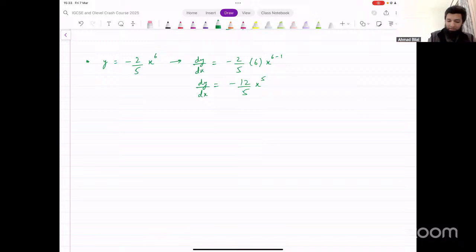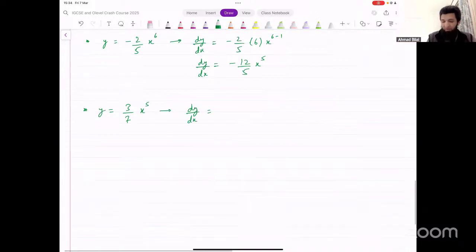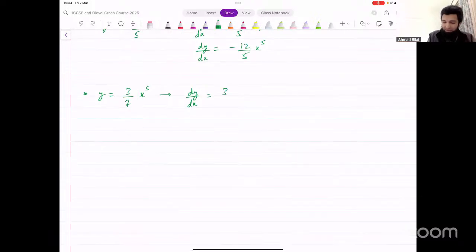Okay, let's take another example. Let's say we have y equal to 3 over 7 into x raised to power 5. Again, how is the differentiation process going to work now? 3 over 7 remains as it is, right? The constant that's multiplying or dividing is not going to change. You multiply by the power, so you multiply by 5, and you subtract 1 from the power. It becomes 5 minus 1, and that gives you 3 times 5, which is 15. 15 over 7, x raised to the power 4. That's the derivative of this function.